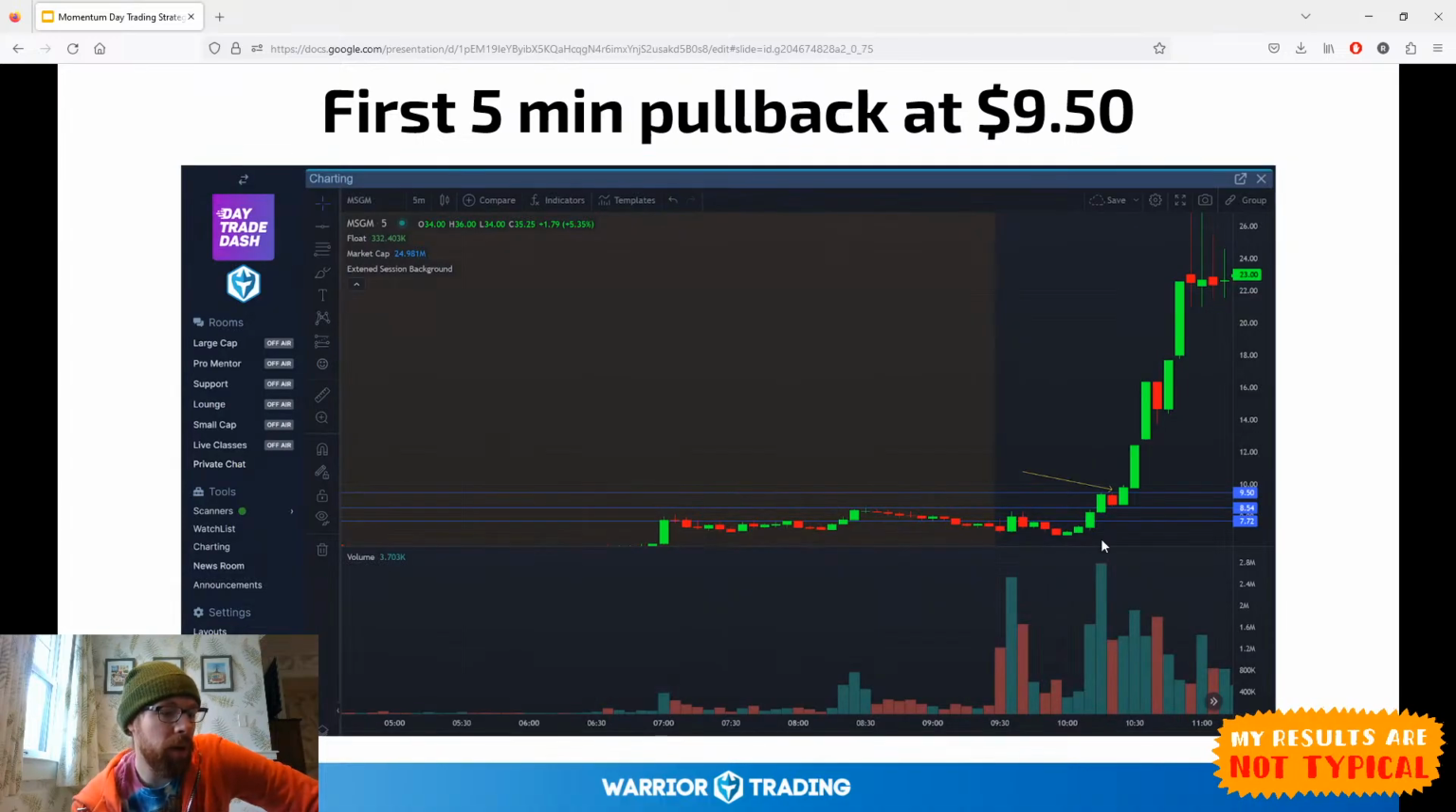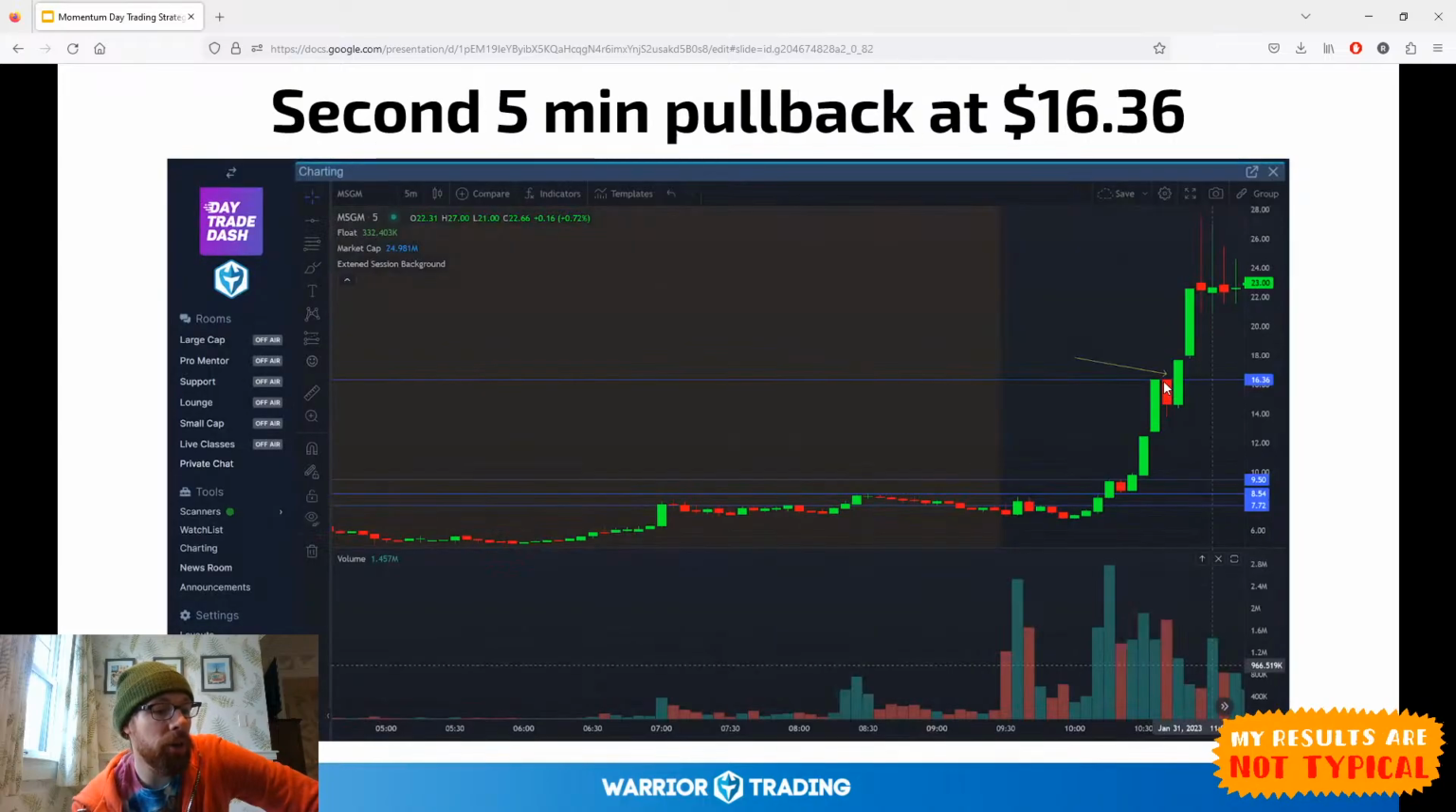Okay, then we get a pullback. So this was at 9.50. You get a 5-minute pullback right here under 9.50. And when it breaks through 9.50 from there, it rips up to 16. And what do you see happening at 16? Another pullback right there at 16. And then from there, it rips up to 28.